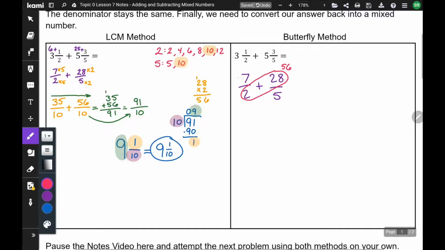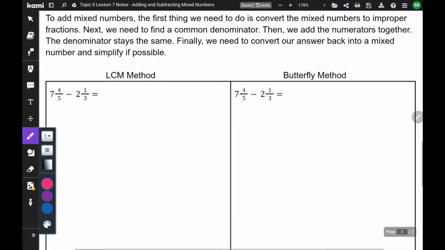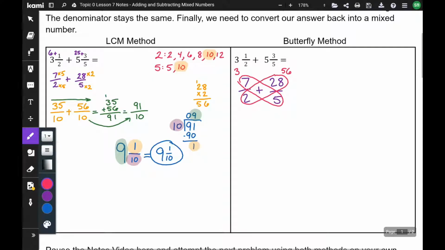And then I'm going to cross multiply the other way. 7 times 5. 7 times 5 I know is 35. And then I have to multiply my bottoms, my denominators. So 2 times 5 is 10.